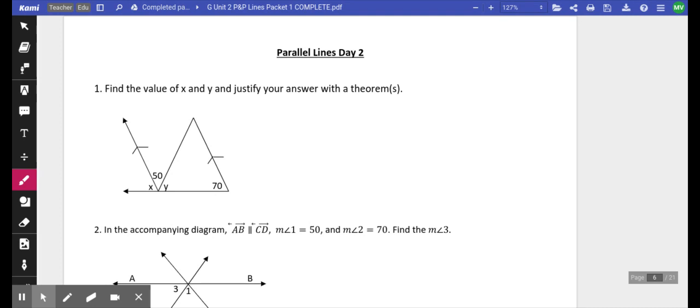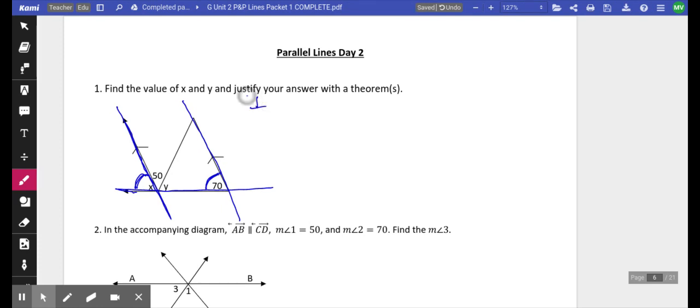So number one says find the values of x and y and justify your answer with theorems. So justify means show your work, but this says with theorems. So that means I need to say what theorem I'm using. So notice that these lines are labeled as parallels. So when that's the case, I like to highlight them. I'm going to draw lines through them. And then you'll notice that I have this line going through it. So that's my transversal. So then angle 70 and x are corresponding angles.